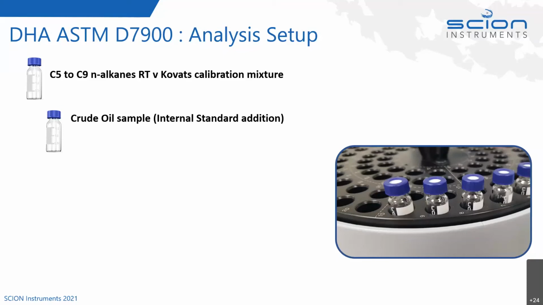So we'll run 2 samples this time, a calibration mixture and a crude oil sample itself. But instead of adding carbon disulfide, we're going to add a little amount of an internal standard to be able to do the merge of the DHA analysis. We're going to merge these results with the Simdist results.